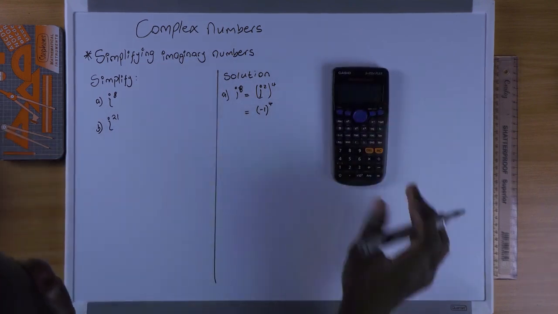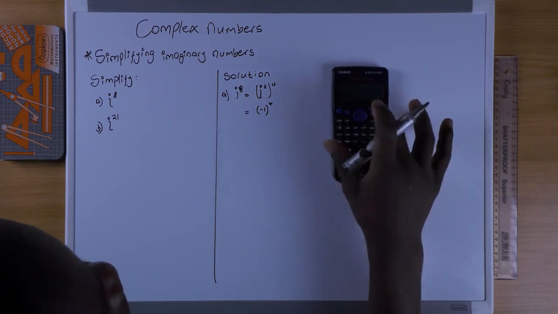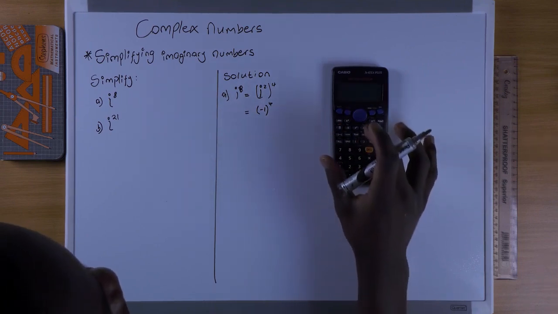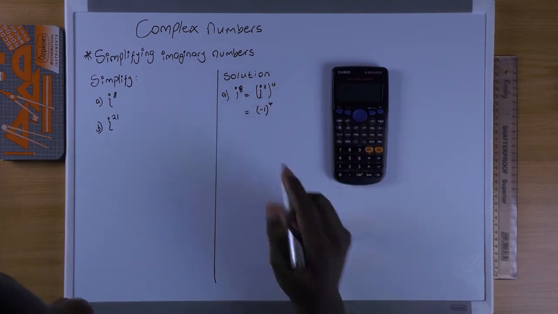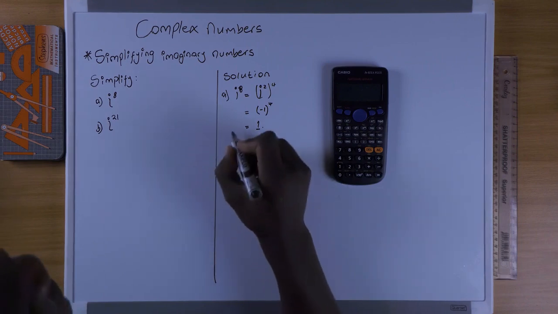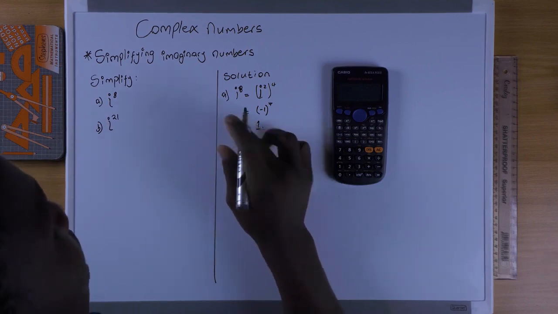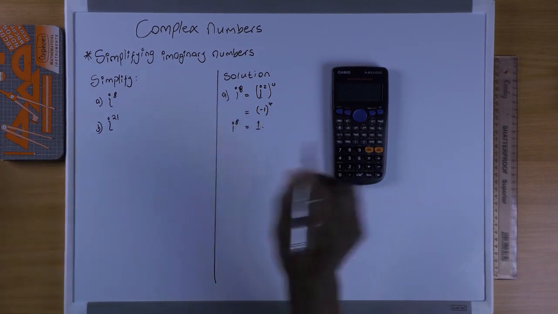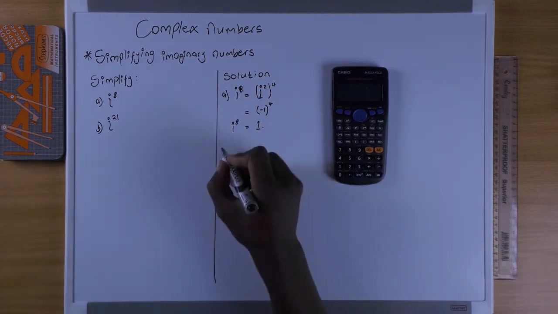But let's prove it by the use of a calculator. Open bracket, -1, close bracket, to the power of 4 gives you +1. Therefore, i to the power of 8 is equal to +1.